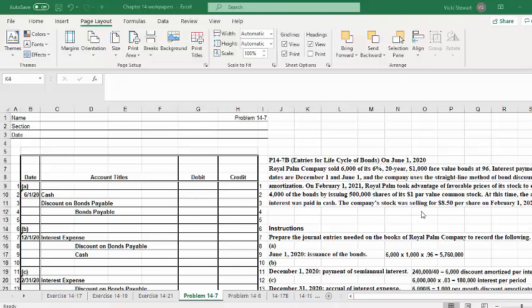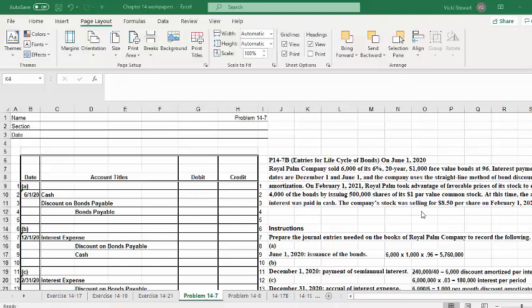Interest payment dates are December 1st and June 1st, and the company uses the straight line method of bond discount amortization. On February 1st, 2021, Royal Palm took advantage of favorable prices of its stock to extinguish 4,000 of the bonds by issuing 500,000 shares of its $1 par value common stock. At this time, the accrued interest was paid in cash.